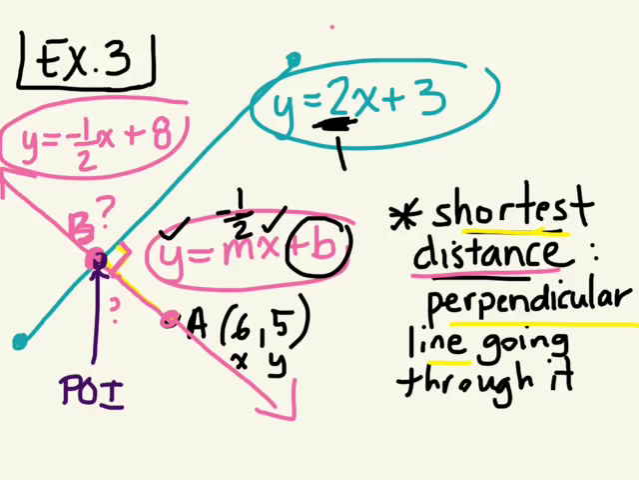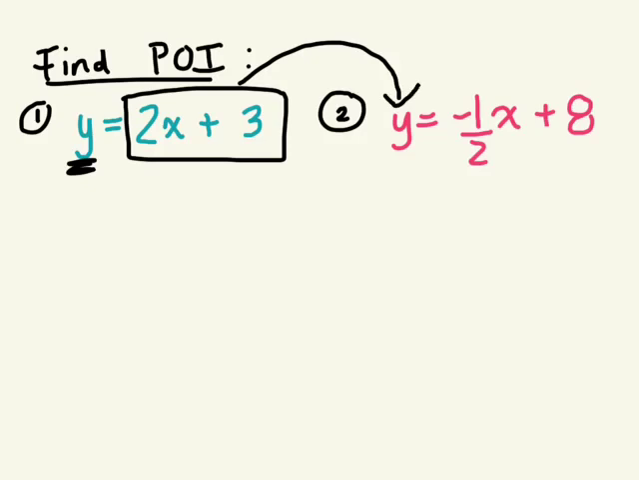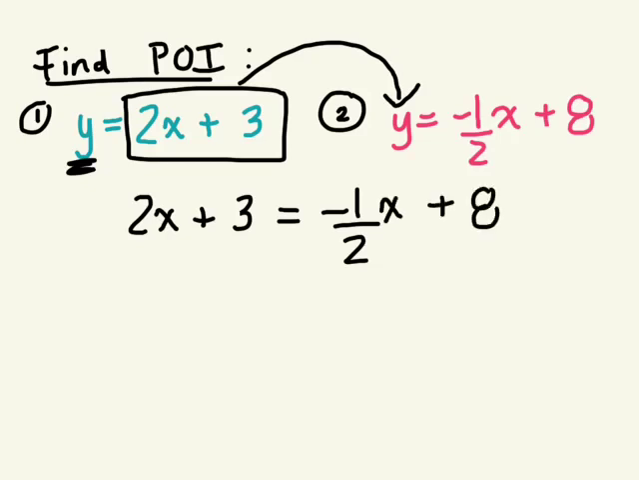We need to know at what point do these two lines intersect. So we will solve this by substitution. Well, y is already isolated, right? y is equal to 2x plus 3. So let's replace that in this equation. Instead of writing y, I'm going to write 2x plus 3 equals negative 1 over 2x plus 8. I just replaced y with the value of y from the other equation. We're substituting it in.